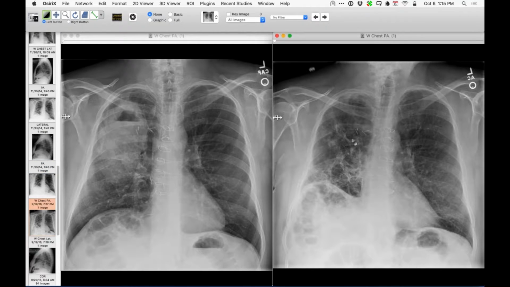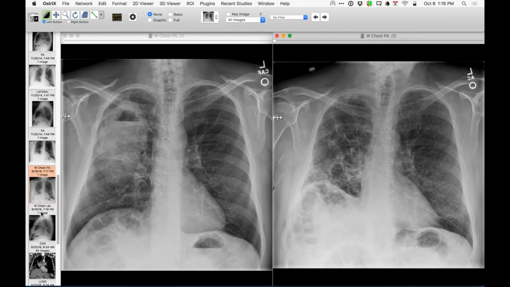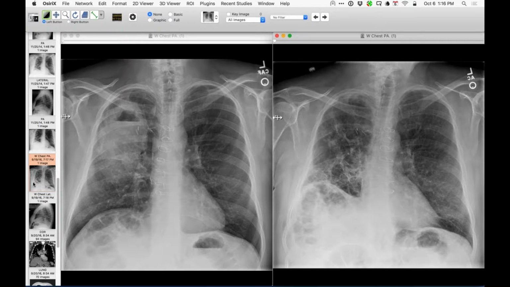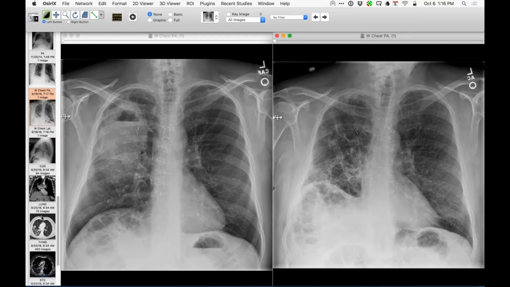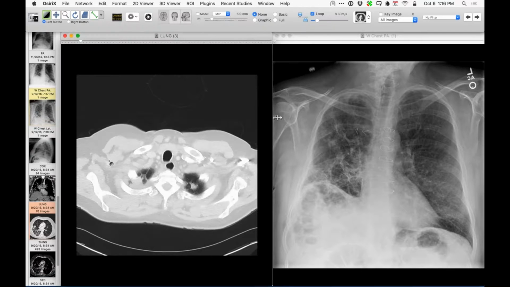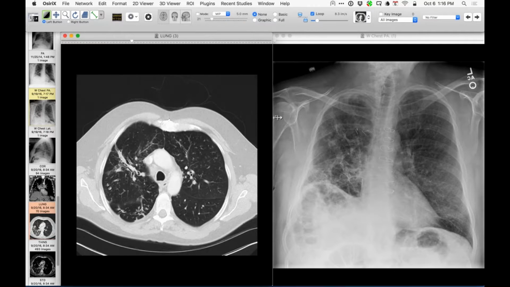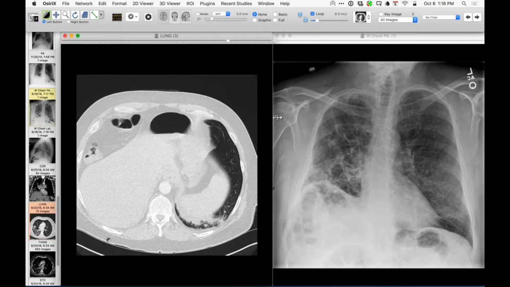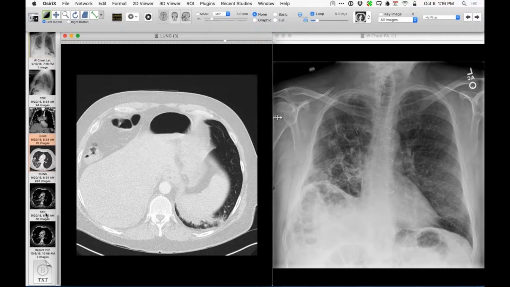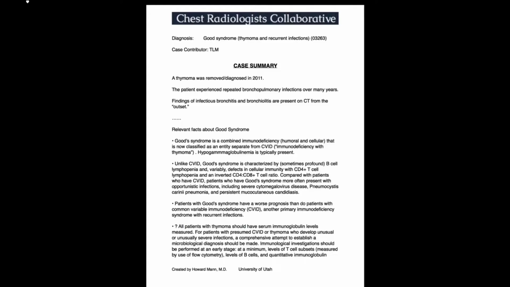So now we see a lot of opacities in the right lung consistent with foci of scarring, presumably from multiple episodes of that, which is infection. So this person has had multiple infections, abscesses, treated with antibiotics, got better. I'm not quite sure why the right lung is more affected than the left, but pretty much the same findings we saw before with very conspicuous bronchial and bronchiolar abnormalities. So this, the combination of repeated infections and the thymoma, goes along very nicely with Good syndrome.